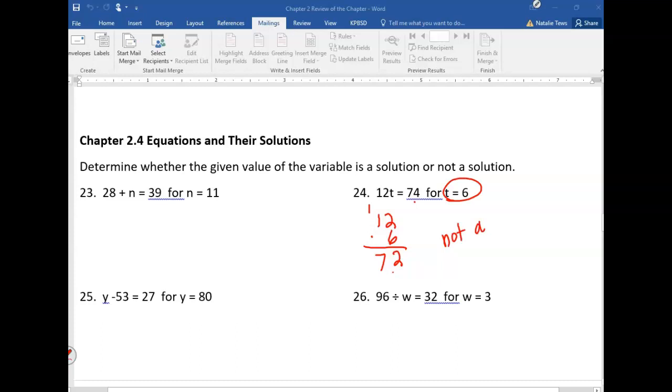Not a solution. Can we just write false? How about not? You could also say no, or you could say false. Any of those I would accept, but I have to see this as your work. I have to see your work, and I have to see yes or no, not a solution, or false. Okay? So be very careful. Common error alert on your test and on your chapter reviews. Just because you see a variable doesn't mean you're going to draw the line and solve for it. That may not be what they're asking you to do. Okay?